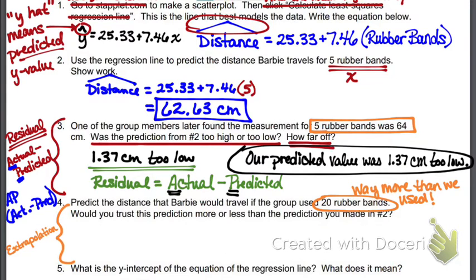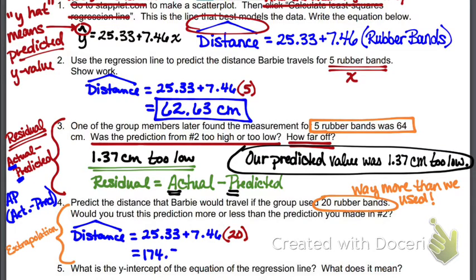I want you guys now to predict the distance that Barbie would travel if the group were to use 20 rubber bands. Find the predicted distance that Barbie would travel if we used 20 rubber bands. You said 174.53? All right, because I messed up writing it down last time, can you guys double check that I actually wrote the number correctly? Okay. 174.53 centimeters.